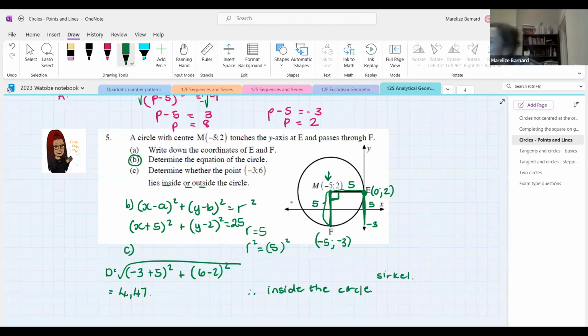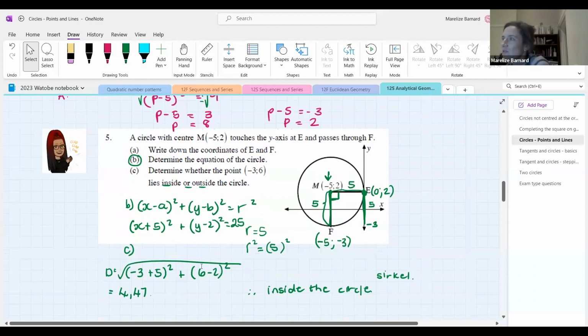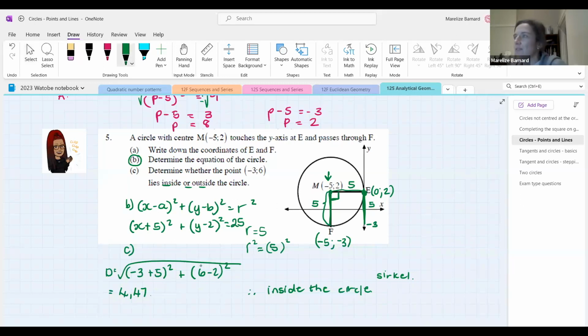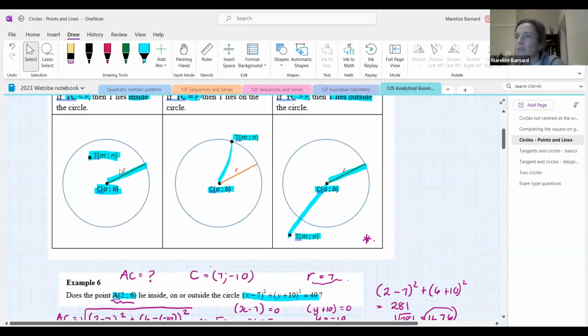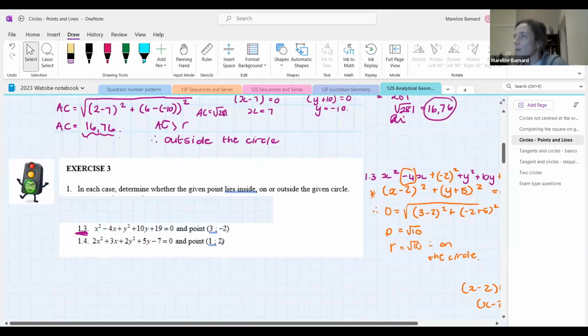Okay, guys. Quite a few said inside. Well done. Yes, you get 4.47, and that is less than 5, so it lies inside the circle. How do you know when it's inside? It's when the distance from the center to your point is less than the radius. I go back to this first picture here. This distance, that's when it lies inside the circle. The distance is smaller than the radius.